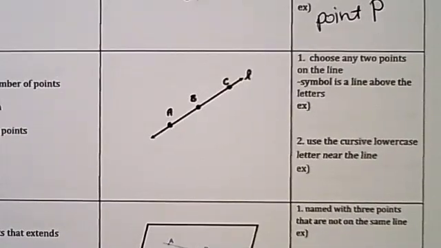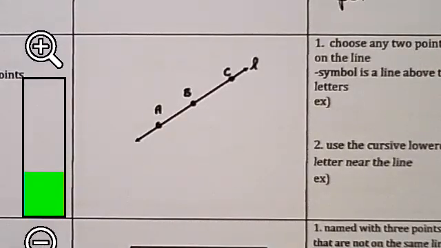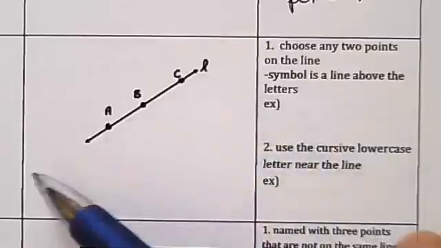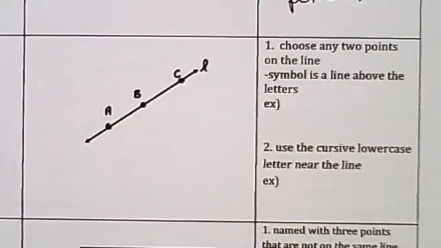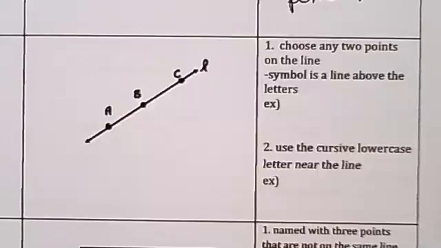Sometimes the lines that we see will have a lot more points on them. Sometimes they'll have no points on them. It just depends. Technically, it's made of an infinite number of points, but sometimes only a few of them are marked. There are 2 ways that we can properly name a line. The first way is we can choose any 2 points that are on the line. See how I had A, B, and C on here. You choose any 2 of them. The order doesn't matter either.